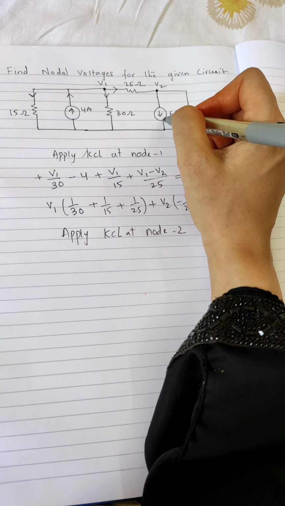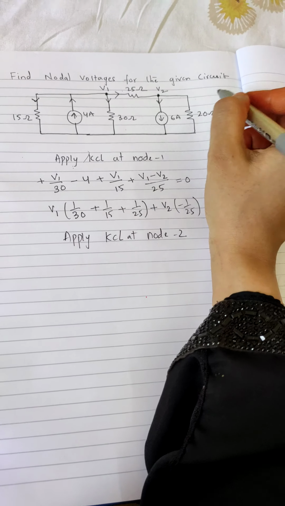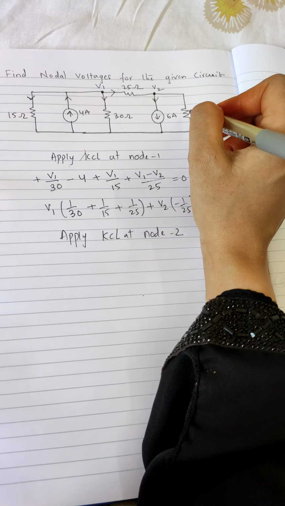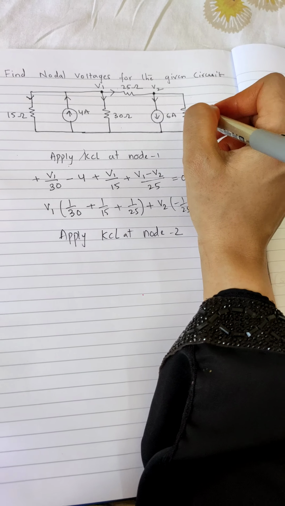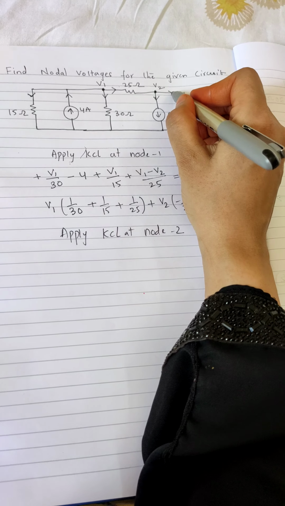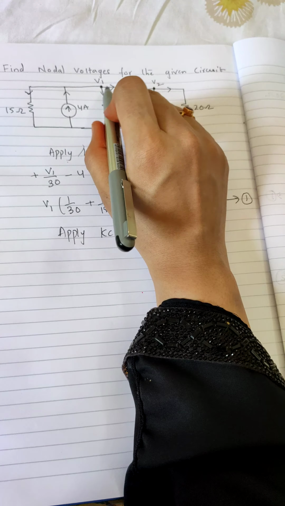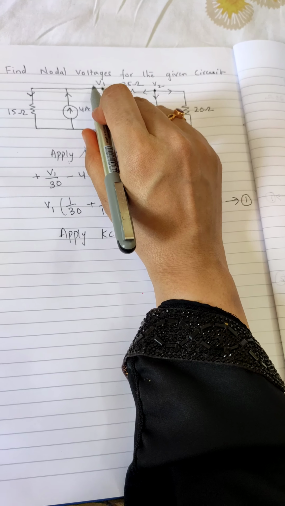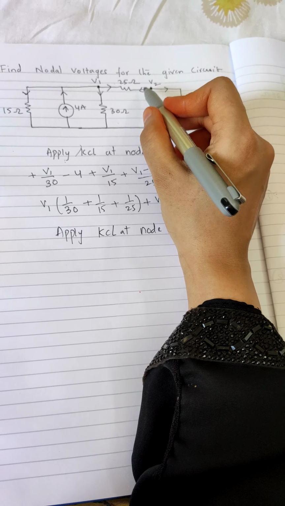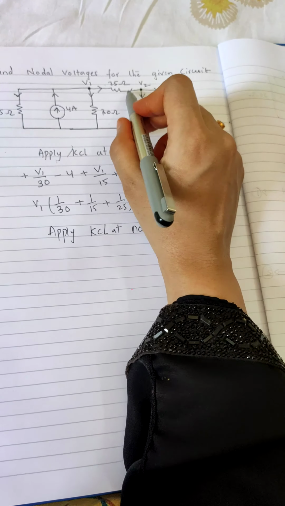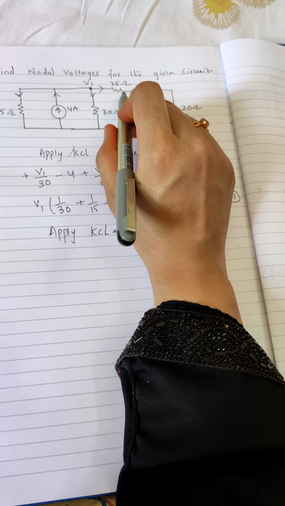The current in this branch is already given. The direction of current in this branch is leaving. The direction of current in this branch is not given, so I'll be taking it as leaving, and here also leaving. You need not take the direction of current which you assumed for node 1. When you are at node 2, you have to assume a new current for node 2 which is leaving the junction, leaving the node.